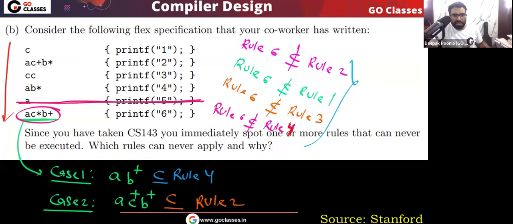Yes or no? You can see A, C plus B plus all these strings, you can generate from rule 2 also. So basically, very interesting thing, you can see, if there is any string and you are thinking for a moment, let's assume you are thinking that okay, for this string let's generate token 6.